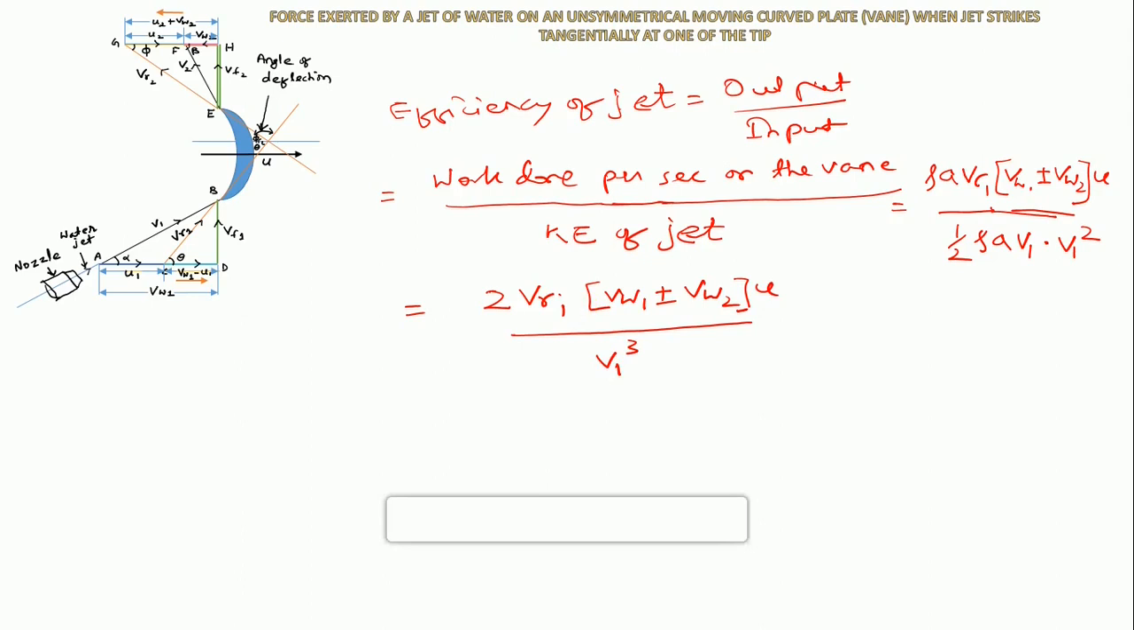Okay, this is the complete derivation of force exerted by a jet of water, work done per second on the vane, per unit weight of water striking per second, work done per second on the vane, kinetic energy of the jet, efficiency of the jet. These are the complete derivations we have derived. Okay, thank you.